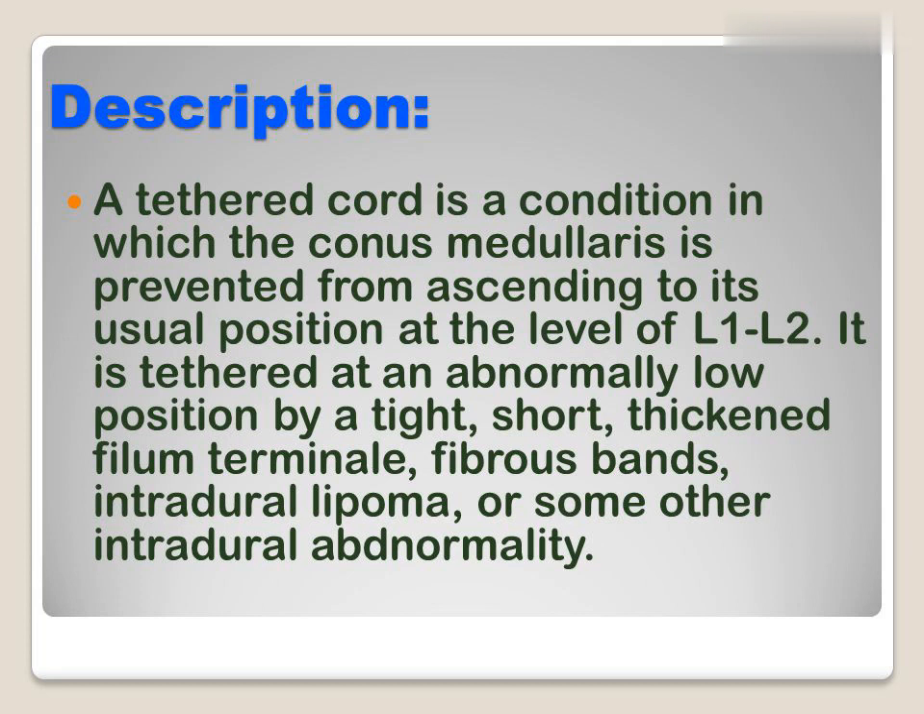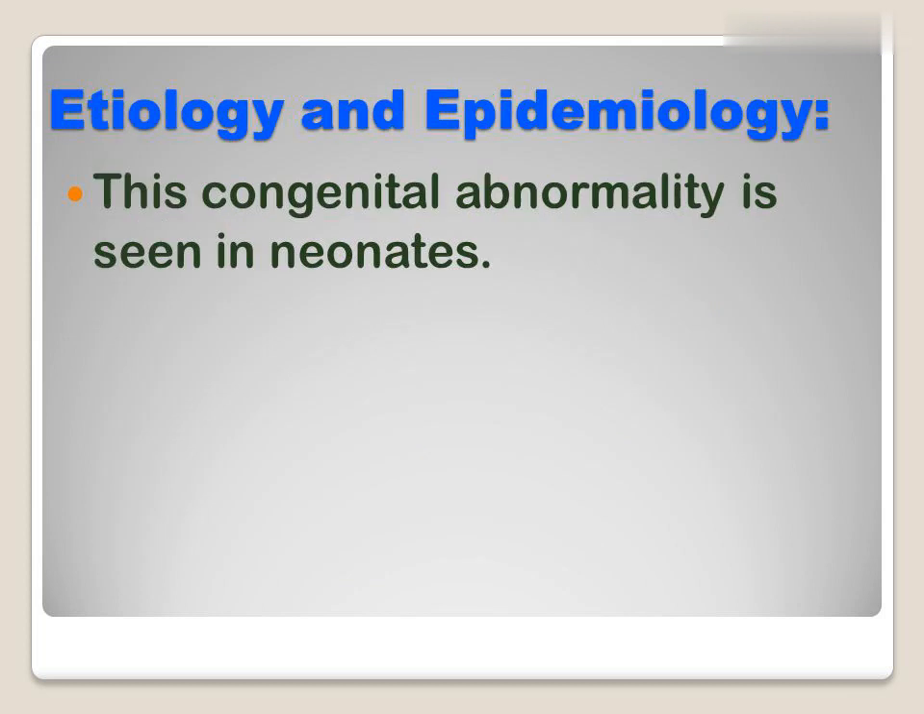Tethered cord. Description. A tethered cord is a condition in which the conus medullaris is prevented from ascending to its usual position at the level of L1-L2. It is tethered at an abnormally low position by a tight, short, thickened filum terminale, fibrous bands, intradural lipoma, or some other intradural abnormality.